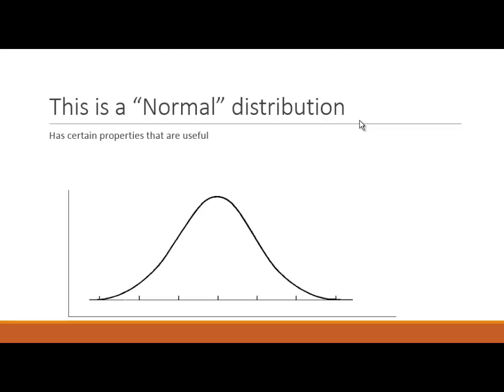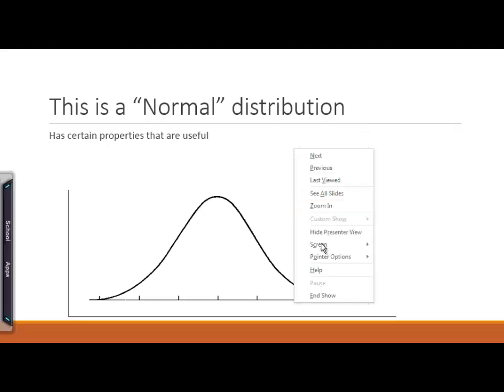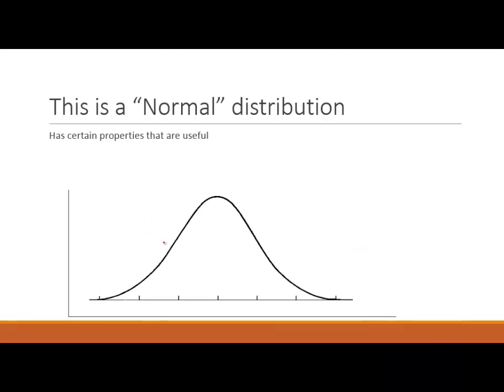All right, a normal distribution has certain properties that are useful to us. It looks like this that you see on the screen. Okay, so it has a bell-shaped curve.